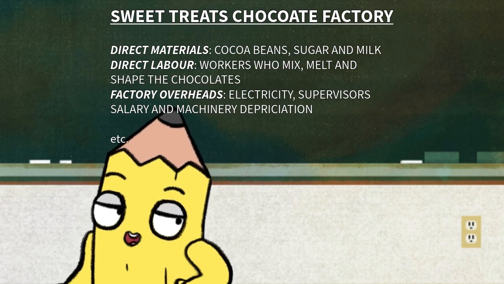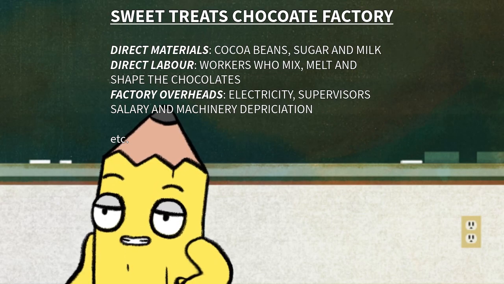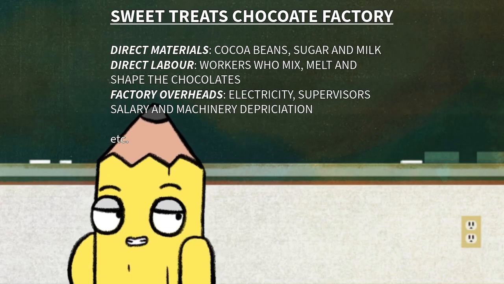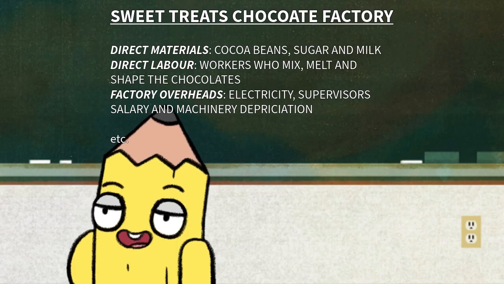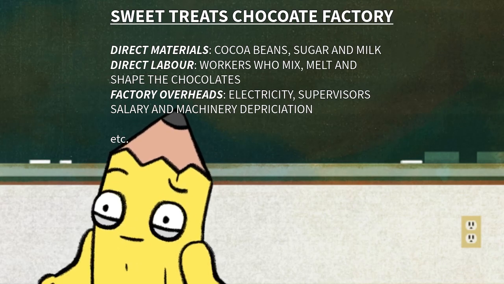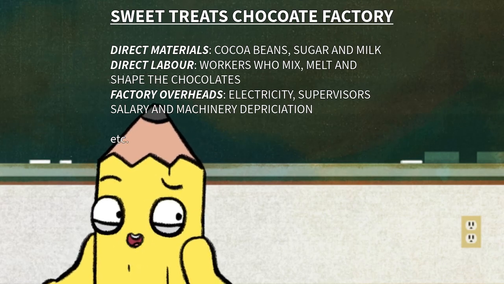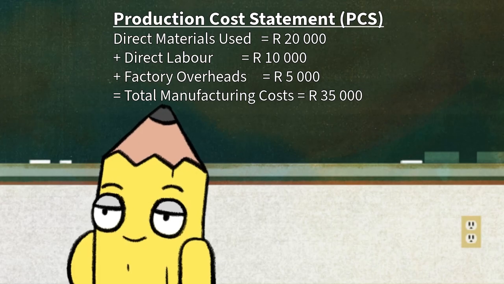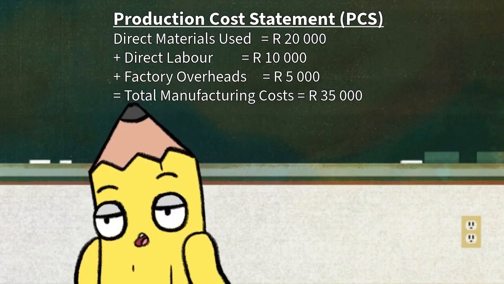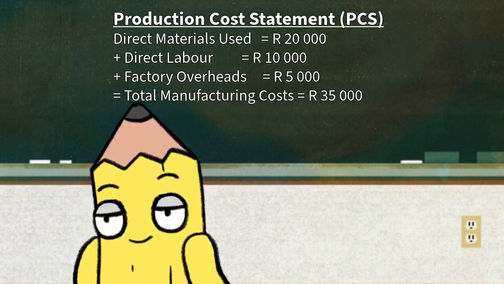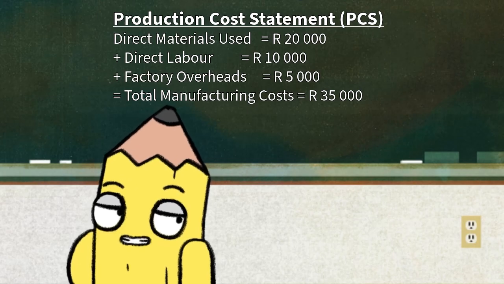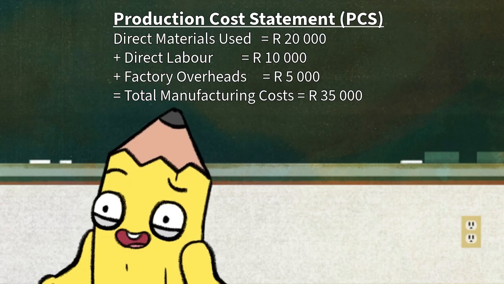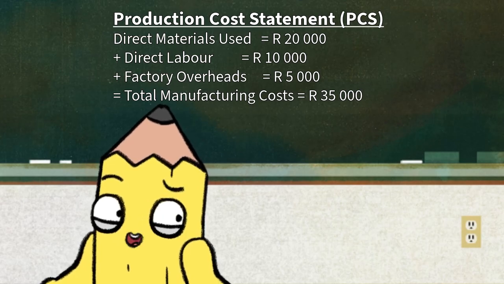So that is like the electricity to use the machines, the salary of the supervisors in the management. There will also be the machine's loss of depreciation, as he said, and all of that would be calculated together as a factory overhead of the business. You would then put all of that into the production cost statement to get your direct materials used, which you would add with your direct labor. You also add your overheads to get your total manufacturing cost.